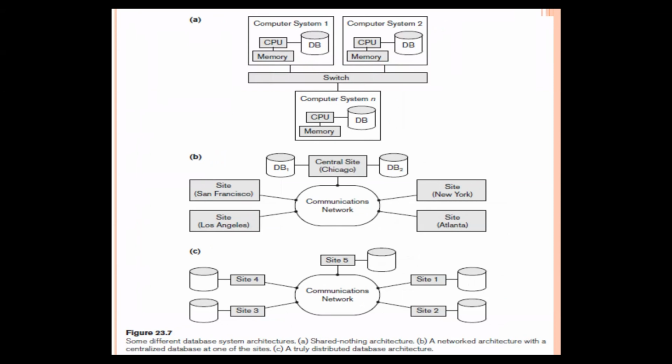So these are the things we need to consider while using different types of heterogeneous configurations in a distributed environment. As we discussed, we have three major types of distributed architectures: shared nothing architecture, a network architecture with a centralized database at one of the sites, and the third one, a truly distributed architecture. So any doubts so far?